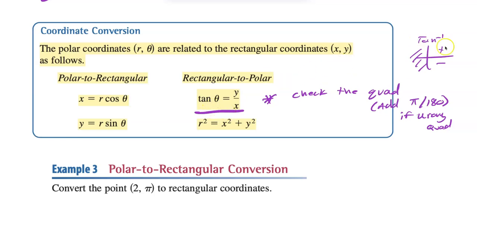You have to make sure, first plot your point, make sure it's in the correct quadrant, because if it's over here, you're not going to be able to get it. You have to add 180 or pi from one of these things. But if you're in the correct quadrant, you're good.